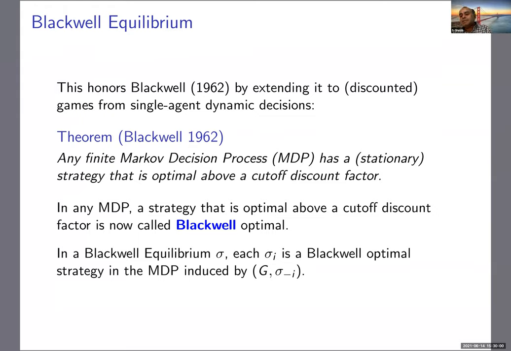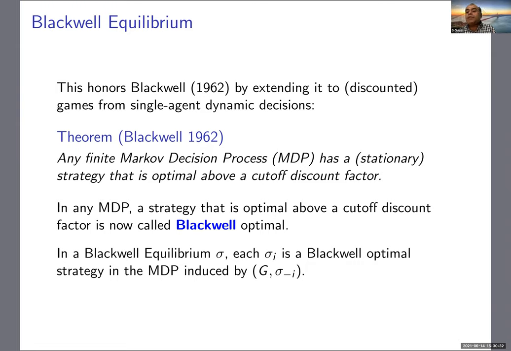Any finite MDP, Markov decision process, has a stationary strategy that is optimal above a cutoff discount factor. Again, it is the same strategy that is optimal above a cutoff discount factor, and this sort of strategy is said to be Blackwell optimal. Now, this doesn't give our result because this is for finite MDPs. Our set of histories is not finite, right? It's an infinitely repeated game, okay?